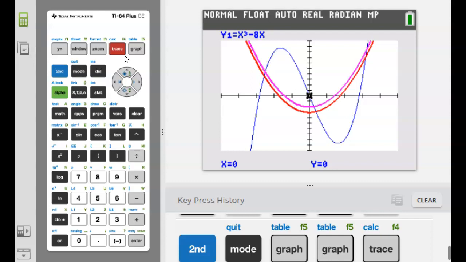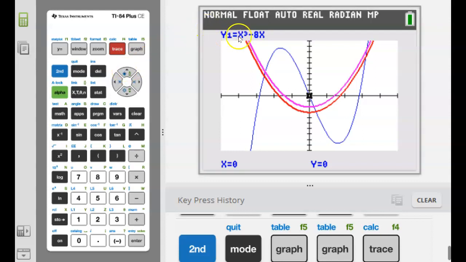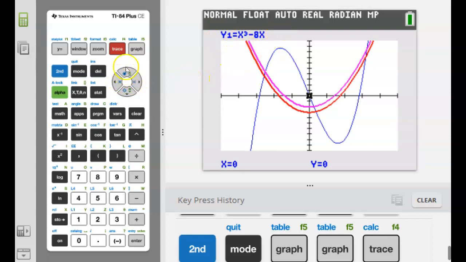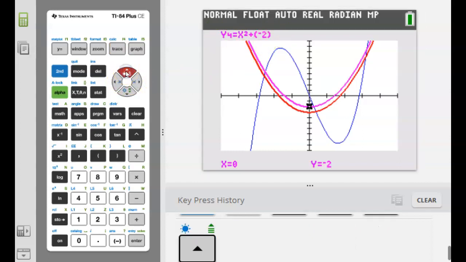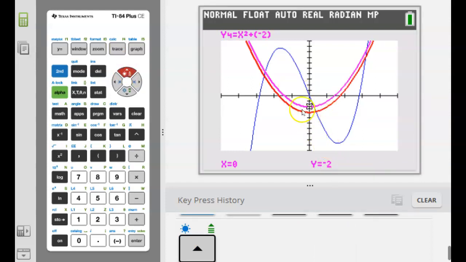Now I'm going to use an up arrow, and if you look up here at the top of the graphing screen, you can see I have the y1, which tells me which function I'm using. If I use the up arrow, you'll watch that change. So now it says I'm on my really bright pink one there, right? And that's my y4 of x squared plus a negative 2.